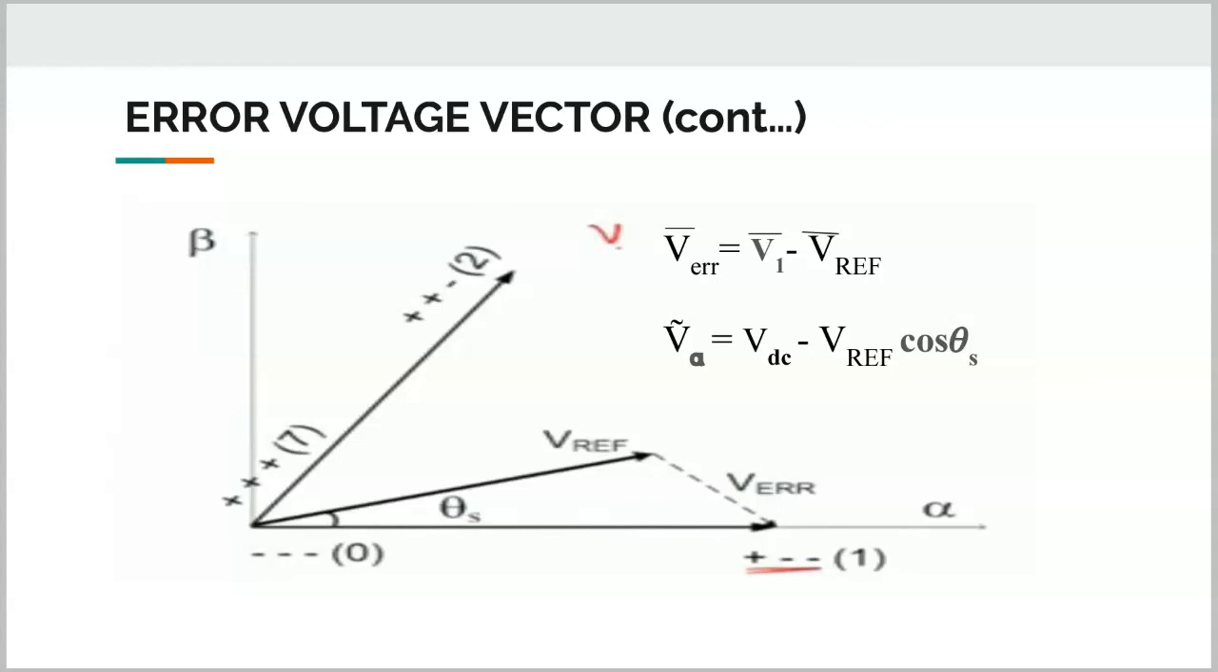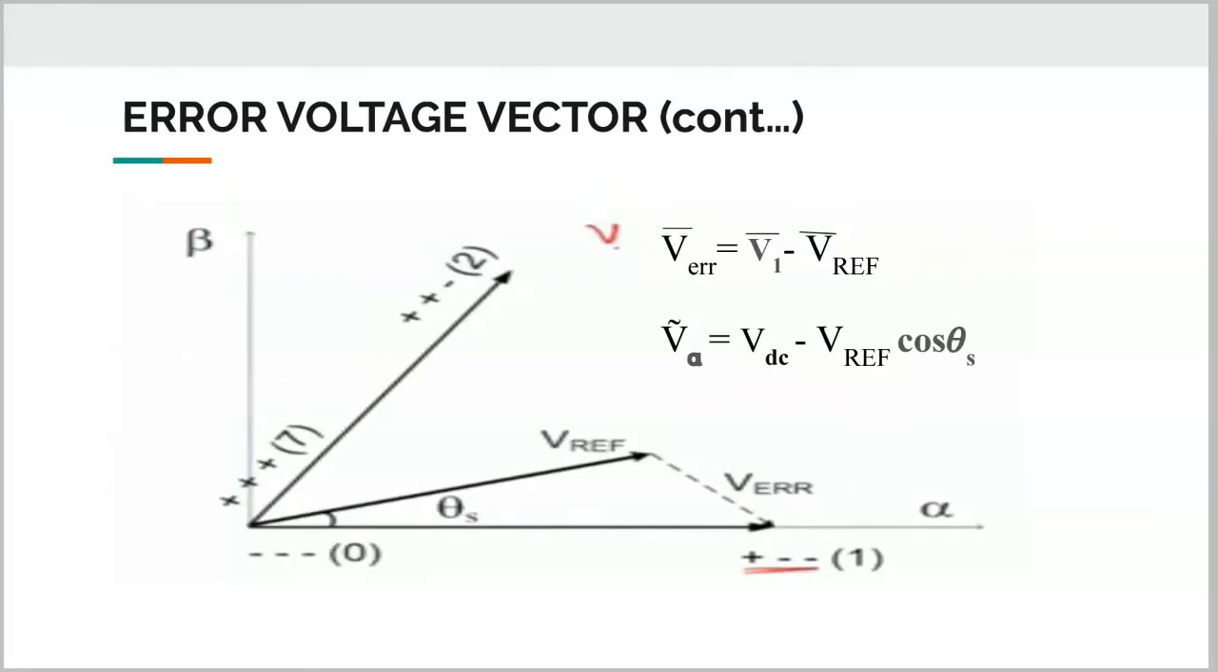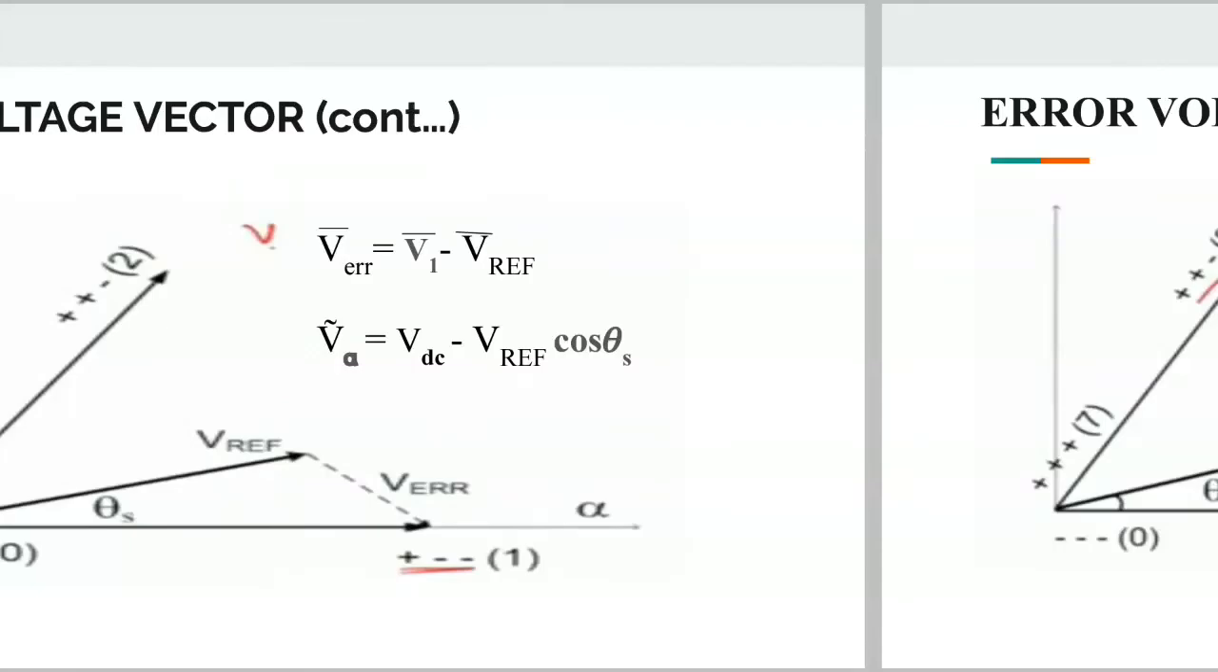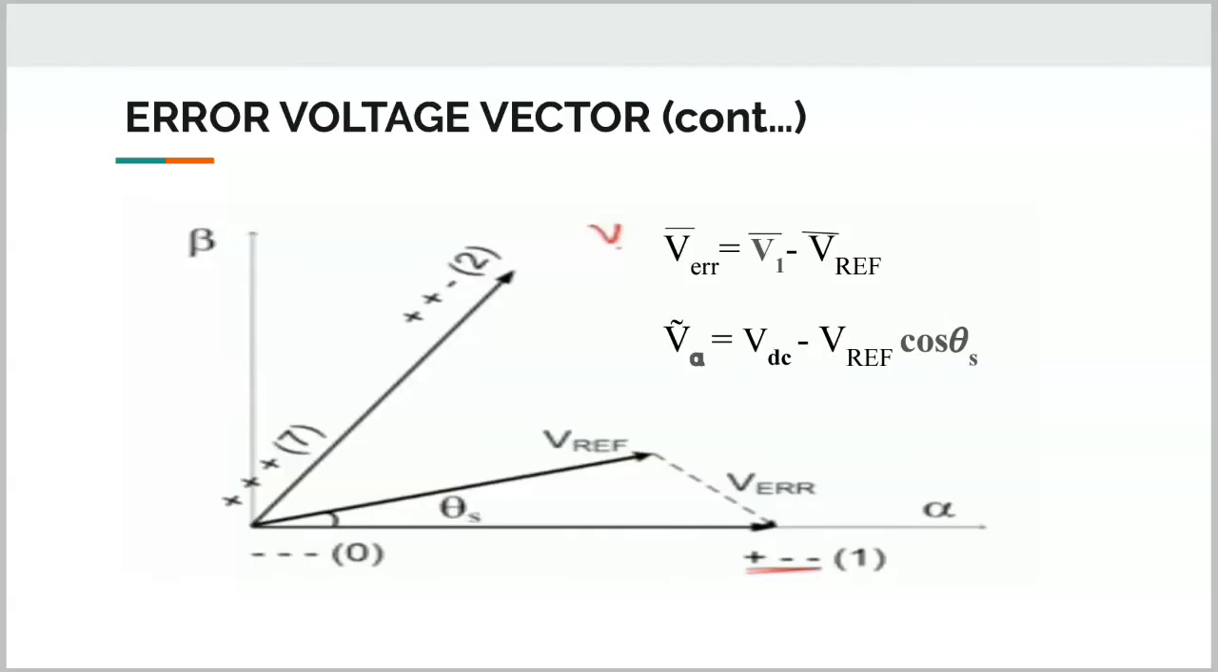So now we will see in the next slide that when the active vector 1 is applied, that is plus minus minus, we will get the error voltage as V error voltage is equal to V1 voltage, that is the applied voltage, minus V reference voltage, and at the alpha axis we will get V alpha is equal to VDC minus V reference cos theta s. This is the error voltage along the alpha axis. Similarly, we'll see how we get the beta axis. At the beta axis, V beta is equal to 0 minus V reference sin theta s.